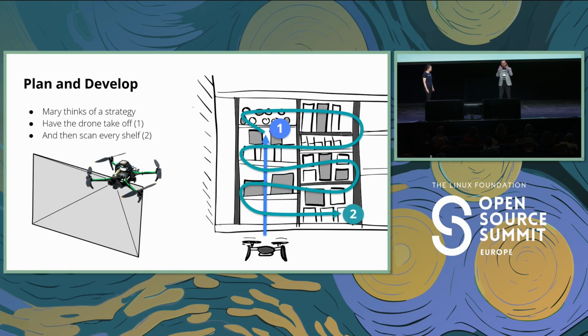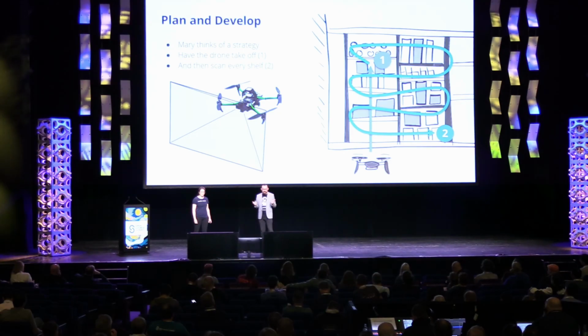All right, so Mary starts with a basic plan. She knows that the drone needs to take off from the ground and then go all the way up to the top of the shelf and scan it from right to left. She measures the house, she measures the packages, and she figures out where the drone needs to take off and how to scan this. So she has a flight plan.